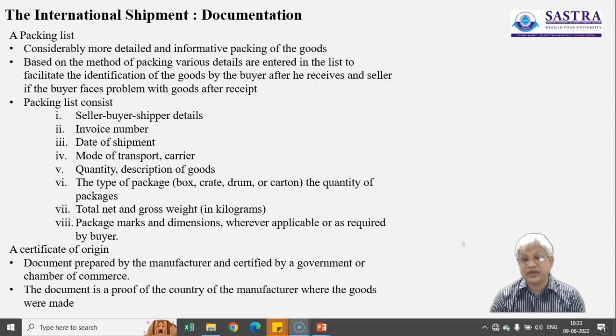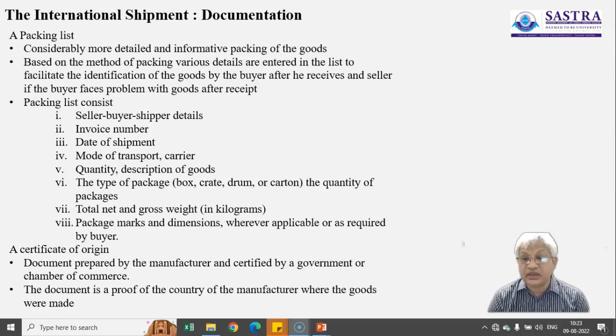However, the customer pays for the total weight of the product. Please understand, he doesn't pay for, or a supplier cannot charge for, the carton and say, "Please pay me separately for the carton." These are all built into the pricing beforehand. Package marks and dimensions, which are mentioned on the carton, are also mentioned in the packing list.